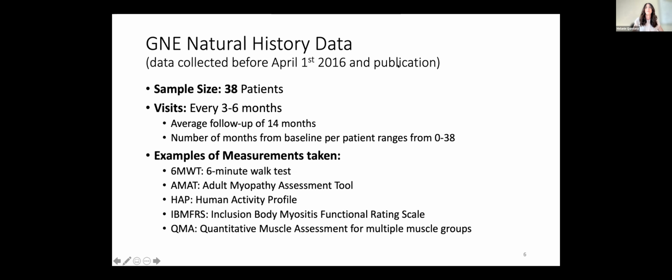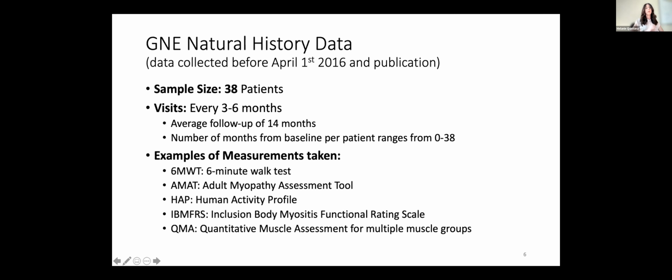This was when we created our publication, back in April 2016. So this is just a snapshot. This is still going. This is a very, very rich database of individuals with GNE myopathy. The visits are occurring every 3 to 6 months. During this snapshot, the average follow-up was around 14 months, and we had some individuals with just baseline measures, but others with all the way out to 38 months of follow-up.